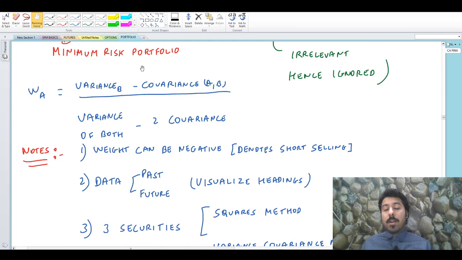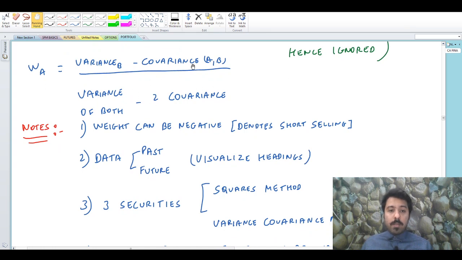How do we construct a minimum risk portfolio? You can get a question like that. Okay. So minimum risk portfolio can be constructed as weight of A will be equal to variance of B minus covariance of both divided by variance of both minus 2 covariance. Variance of B minus covariance upon variance of both minus 2 covariance. This is how you remember. Both and 2 are in the denominator, right? And both side covariance is being reduced from the variance. Okay.